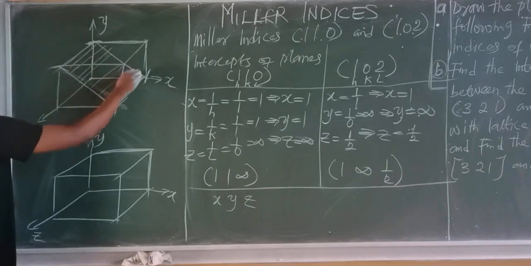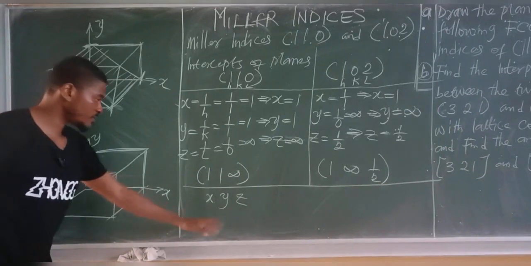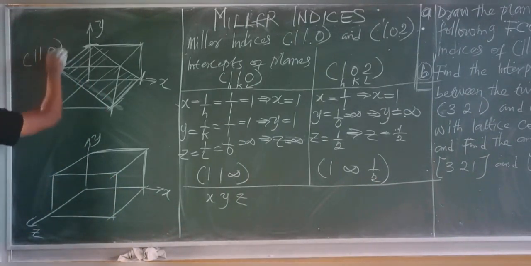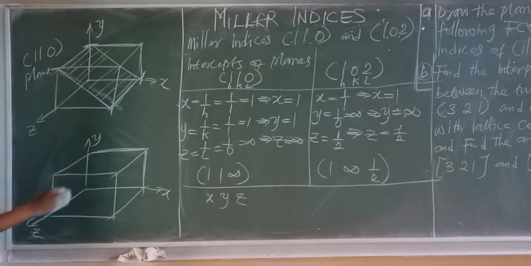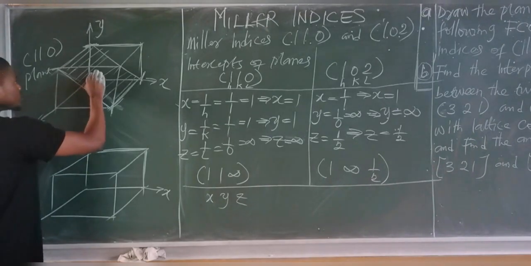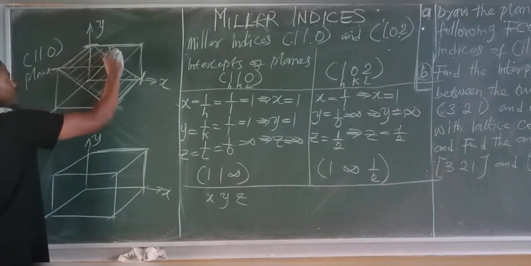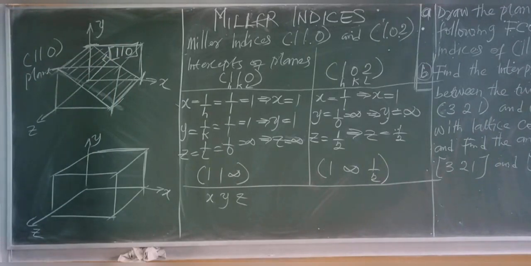So this becomes my 1, 1, 0 plane, or simply my 1, 1, infinity plane. So I can write here 1, 1, 0 plane. The next question says we should find our direction. Remember, the direction is simply a line drawn from the origin which cuts the plane at 90 degrees. So if I draw a line from this origin to cut this plane at 90 degrees at any point, this becomes my direction. So enclose it in a square bracket, [1 1 0]. That becomes the answer to that question.